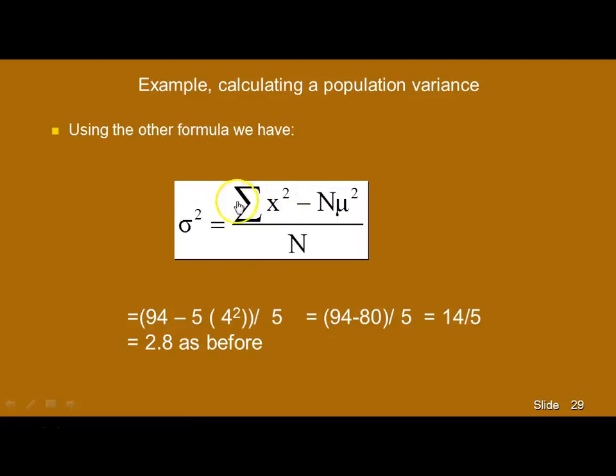Be careful with the term in the numerator, summation x squared. That says square all of the x's first and then add them up. Many times people sum the x's and then square that result. That's not what this term means.